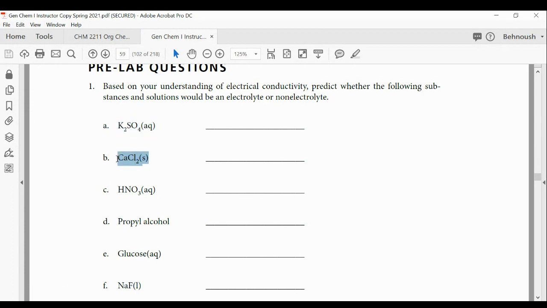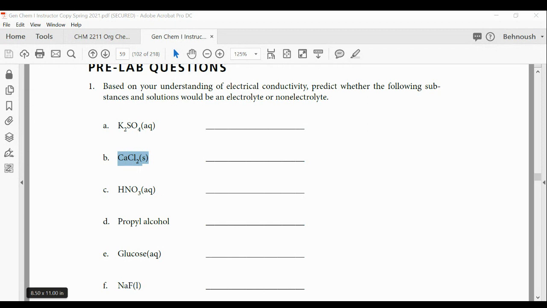Next one is calcium chloride, solid. Electrolyte or non-electrolyte? Non-electrolyte, because it's solid. Very good. It means you have solid calcium chloride. If you place it in water, it dissolves, but before you add water, it's solid, and in the solid phase it doesn't conduct electricity. But if you add it to water, it will conduct electricity.